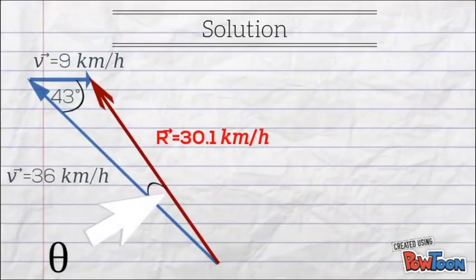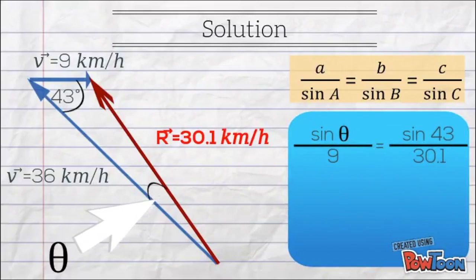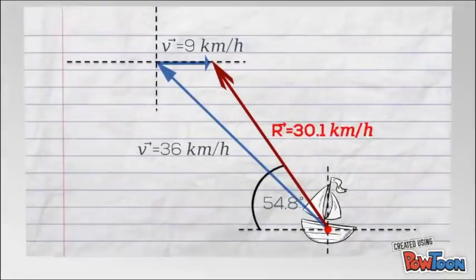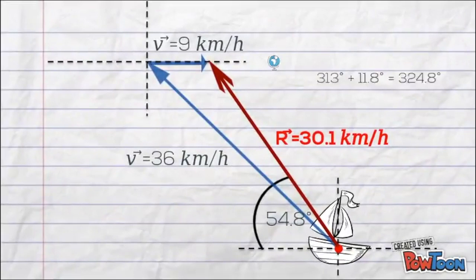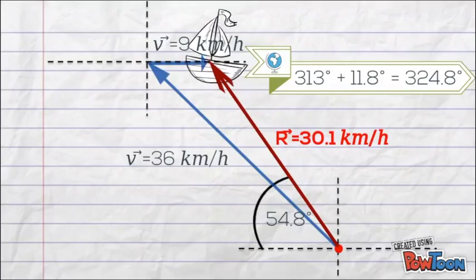To find theta, the law of sine comes into play. As we know, the relationship between the sides and angles of the triangle is the sine rule. So sine theta over 9 equals sine 43 over 30.1, which gives 11.8 degrees. The true bearing of the resultant velocity is 313 plus 11.8 equals 324.8 degrees. The resultant velocity of the boat is 30.1 km/h at a true bearing of 324.8 degrees.